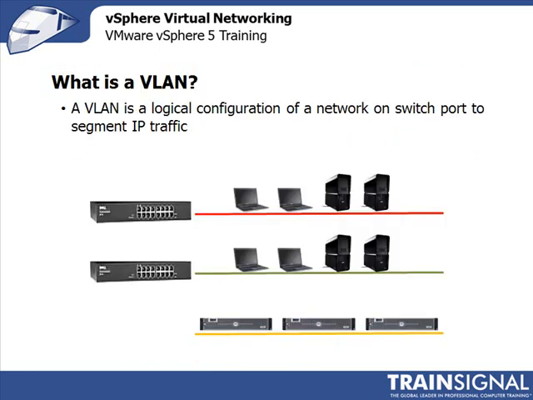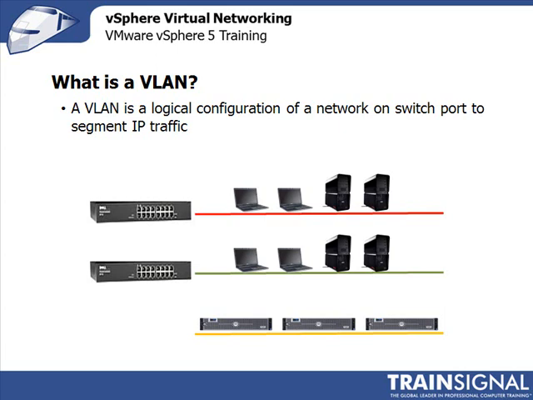Alright, so now let's shift our attention a little bit and talk about VLANs. So what's a VLAN? In a very brief definition, a VLAN is a logical configuration of a network on switch ports to segment IP traffic. What this basically means is, without VLANs, all the physical ports on a physical switch end up being part of the same subnet or part of the same network. So without VLANs, there's no way to carve up those ports to say, I want this specific port to connect to this network while that specific port connects to that network. All the ports are part of the same network.